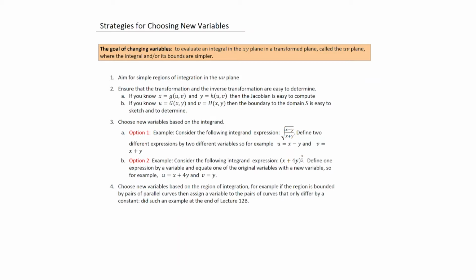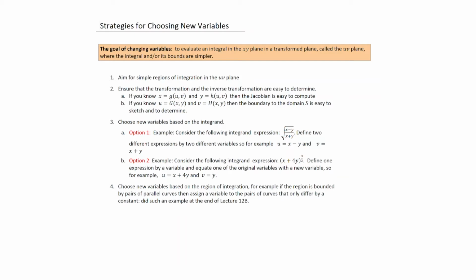And so here are four general rules. First is aim for simple regions of integration in the UV plane. Secondly, ensure that the transformation and the inverse transformation are easy to determine. So if you know x is a function of u and v and y is a function of u and v, then the Jacobian is easy to compute.